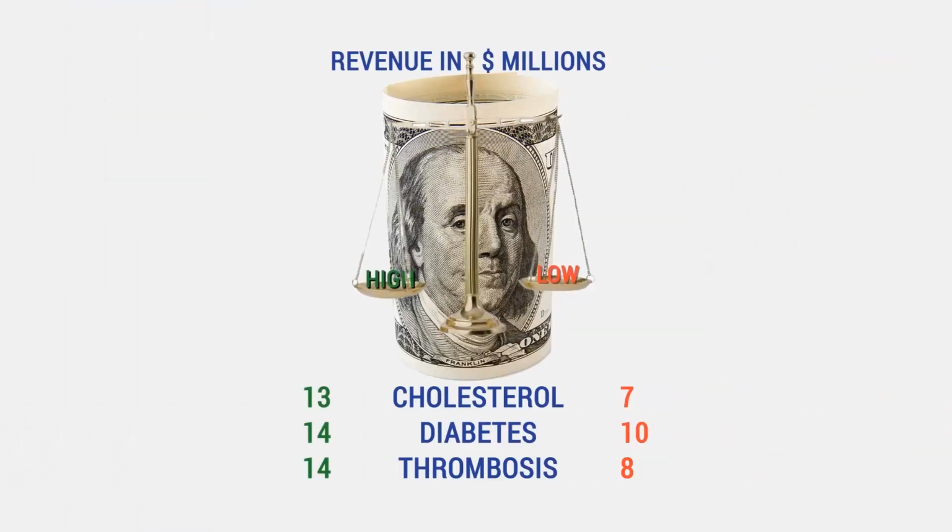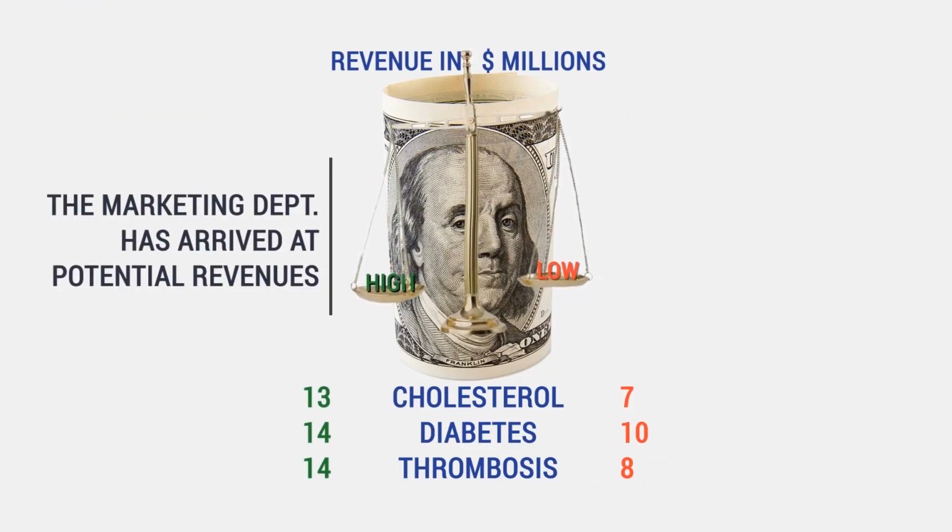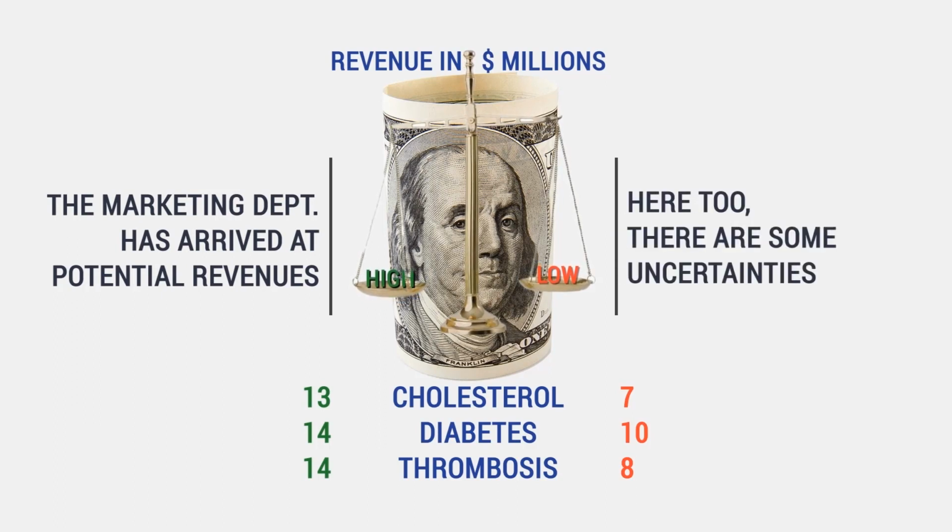The marketing department has arrived at potential revenues from these projects. Here too, there are some uncertainties. There's a potential for high revenue or low revenue. For example, for cholesterol, the high revenue would be $13 million, while the low would be $7 million.